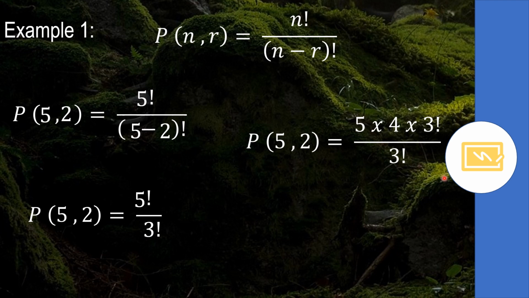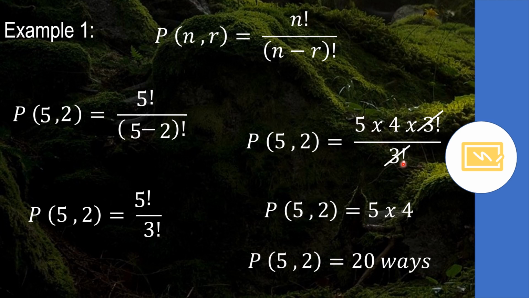Bakit ako hindi tumuloy sa times 2 times 1? Kasi yung aking denominator ay 3. Tatandaan natin, kung ano ang ating numerator or denominator, mag-stop tayo ng multiplying ng ating numerator doon. Ano? Bakit? Para ma-cancel itong dalawa. So, kapag na-cancel na yan, ano ang matitira? So, yung 5 times 4 na lang. 5 times 4 is equal to 20 ways. Therefore, we have 20 ways of arranging the letters of the word lungs if we took two letters at a time.